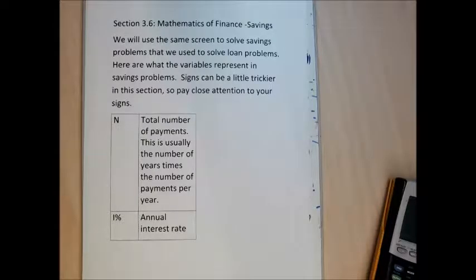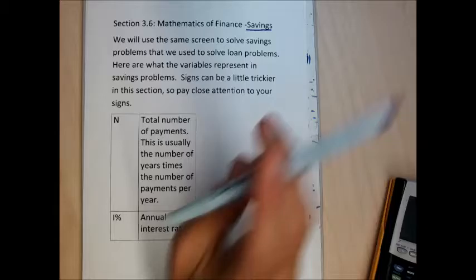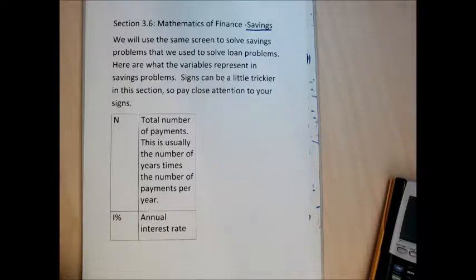All right, so in section 3.6, the last section of chapter 3, we do more money problems, and instead of doing loans, we're going to do savings. And savings problems are a little more complicated, specifically because the signs of the dollar amounts sometimes get to be important, and the PY and the CY aren't always going to be the same.